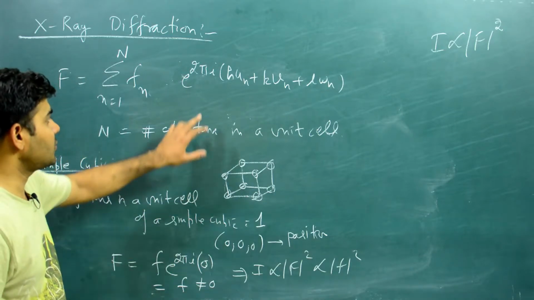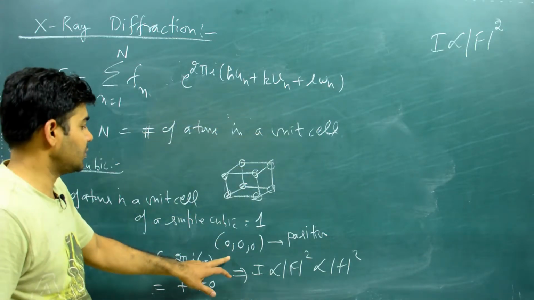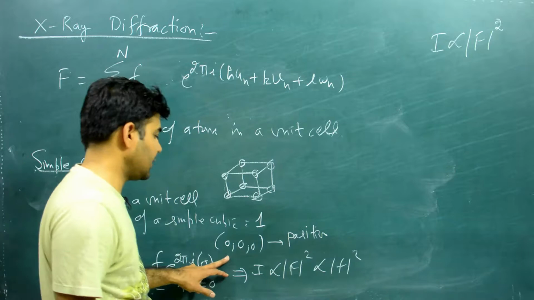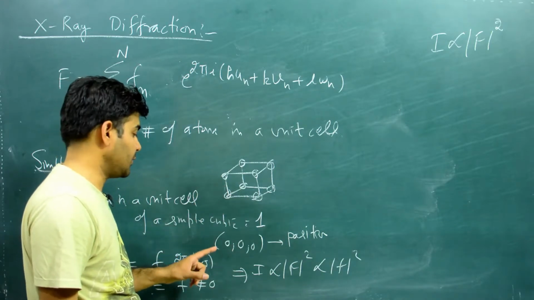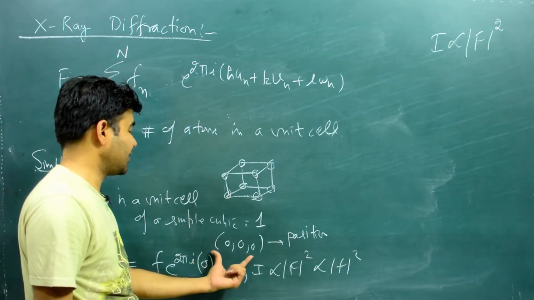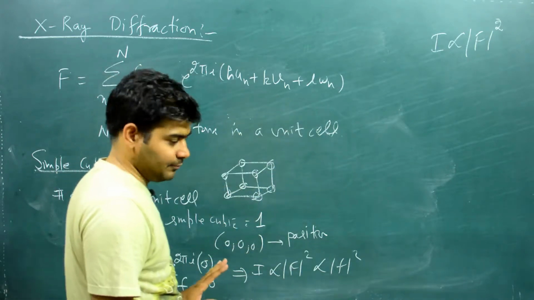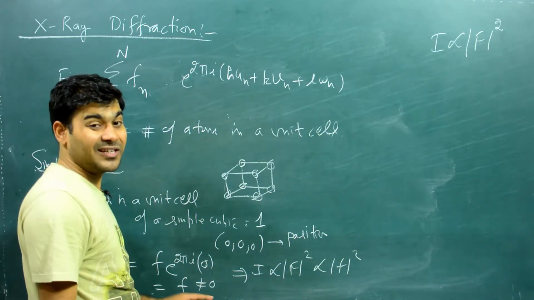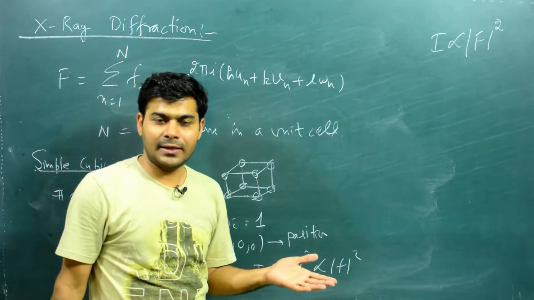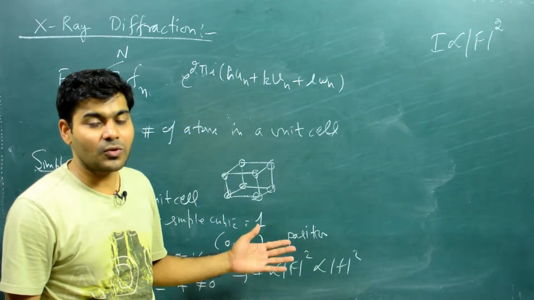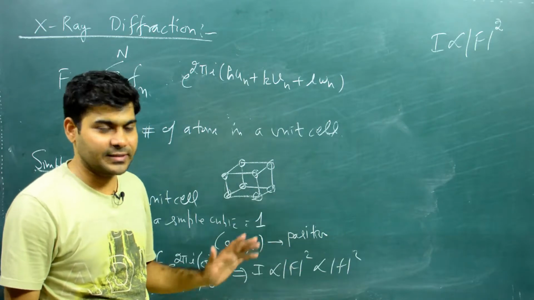There is no condition on HKL, since the position of the effective atom associated with one single unit cell of simple cubic is 0, 0, 0. So for any values of HKL, this condition will always be satisfied, and the intensity for any value of HKL is going to be non-zero. It means all kinds of reflections are allowed in simple cubic.